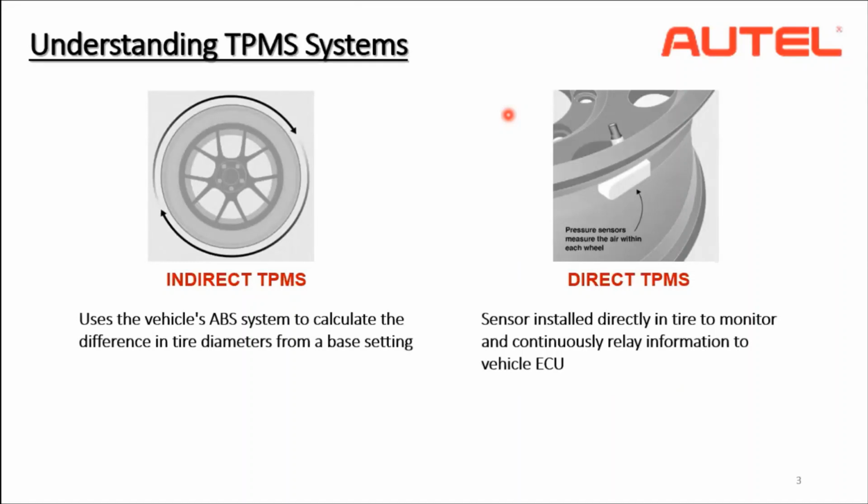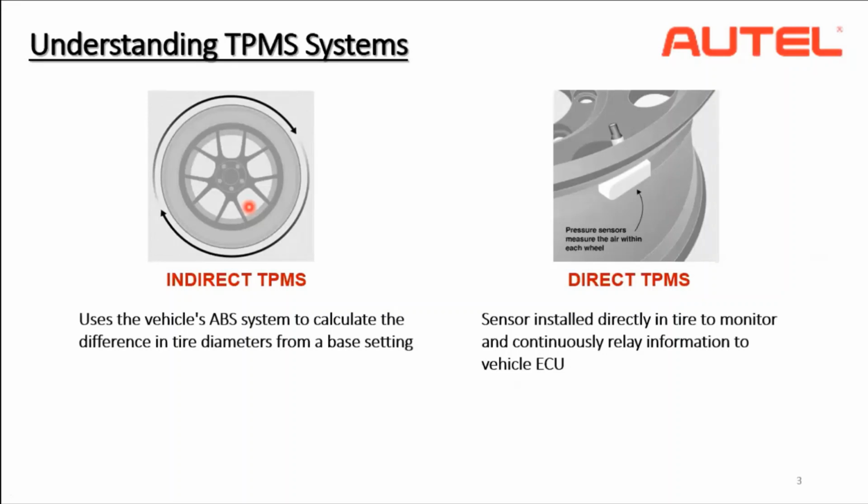Currently car manufacturers follow two types of tire pressure monitoring systems, which are the indirect system, as you can see here, and the other one is the direct system. In the indirect system, there aren't any sensors in the wheel. The vehicle uses the ABS wheel speed sensor data to gauge the tire pressure difference from its base setting. So it calculates the amount of air pressure in the wheel from the revolutions per second of the wheel rotation. That's how it works.